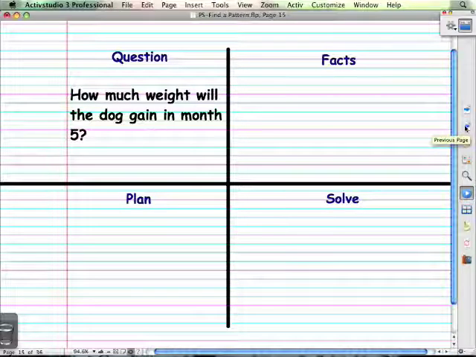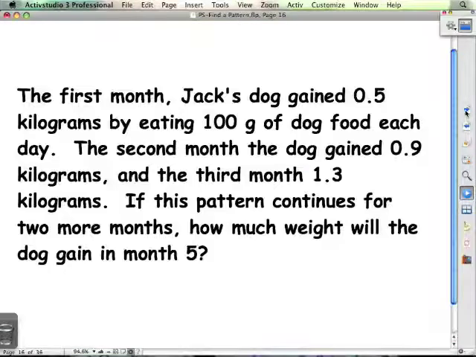All right, problem solvers, this time we're going to read the problem again, but we're going to be looking for the facts. The first month, Jack's dog gained 5/10 kilograms. Oh, that sounds important. I think we'll highlight that as an important fact. All right, let me keep going. Jack's dog gained 5/10 kilograms by eating 100 grams of dog food each day. I originally thought that was going to be a fact, but then I realized that's just information that they're trying to trick me because I don't need to know how much they're going to eat.